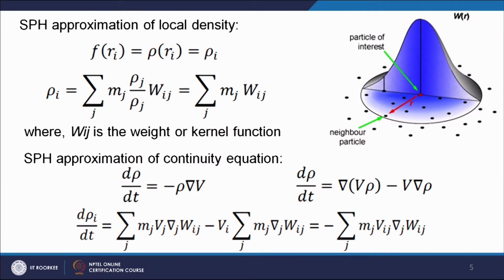Okay. So, our continuity equation comes out to be d rho i by dt is equal to, here you see we are having Vi and here we are having Vj. So, I can write this as, with a minus sign over here, nothing but Vij. So, finally, I get d rho i by dt is equal to minus the summation of mj Vij and then del of Wij.